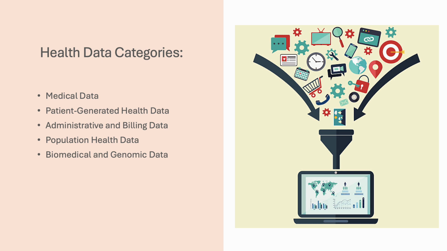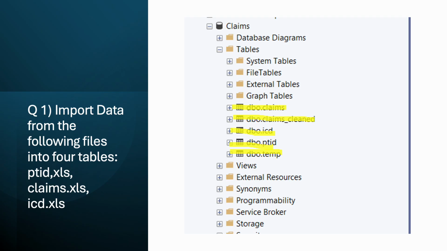And the last one is biomedical genomic data, which includes genetic and biomarker information, which supports personalized medicine and research. So this was all about health data and a brief explanation of that. Next, I'm going to talk about my main question number 5 in our assignment.